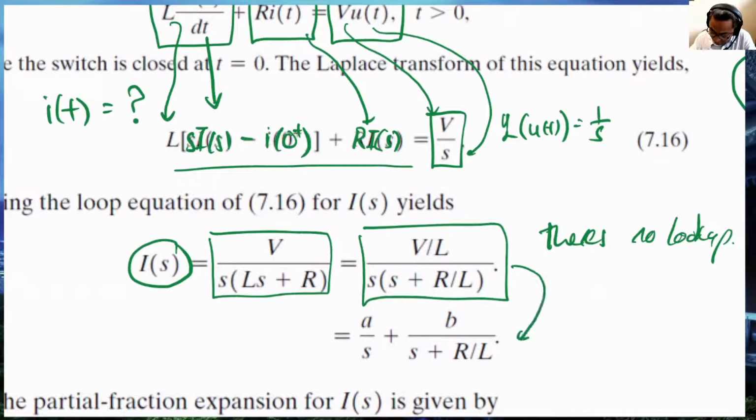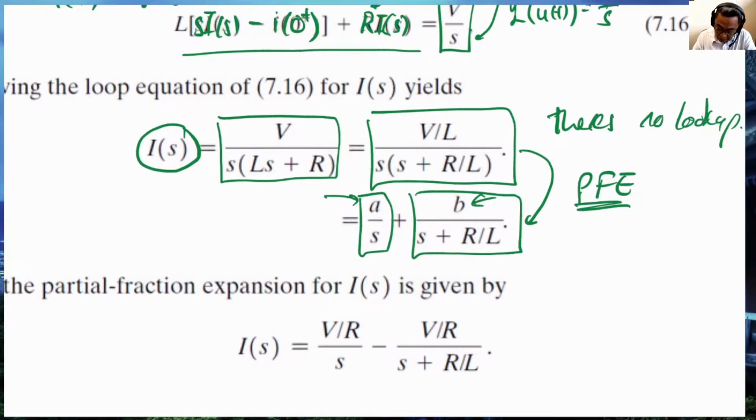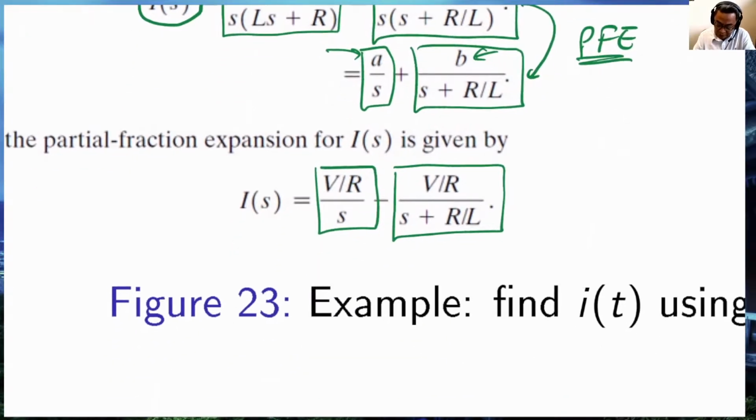So what we do is partial fraction expansion, and you have to read up on partial fraction expansion, to break this complicated looking function into small parts like this. By partial fraction expansion, we can find the value of A and the value of B and so on. In this particular example, they solved it for you: small a is equal to V over R, small b is equal to V over R, and things like that. Once we have this, it's very easy to perform the inverse Laplace transform because there's a table for this.